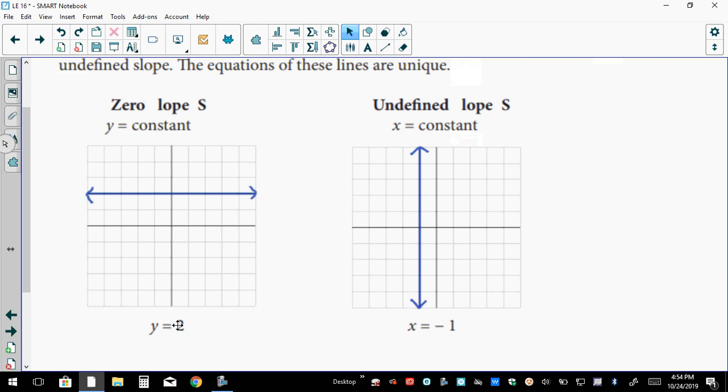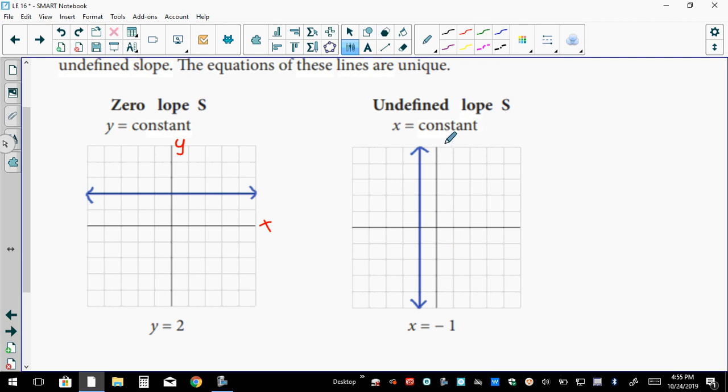The reason there's no x involved here is because it never crosses the x-axis. If you want to think of it like this, this is y, that's x. So it never crosses the x-axis, so there's no reason to have one there, right? And it's going to cross the y-axis at a positive 2, so y is going to equal 2.